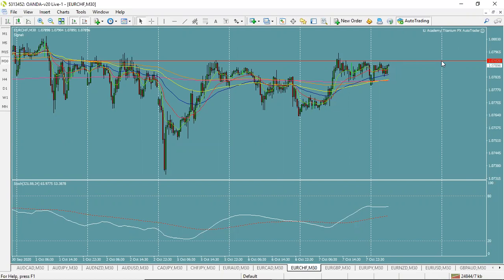So remember, 108 is a nice round number that's sitting in front of it. It's only about 8 pips away. So there might be some resistance at that 108 mark as well.